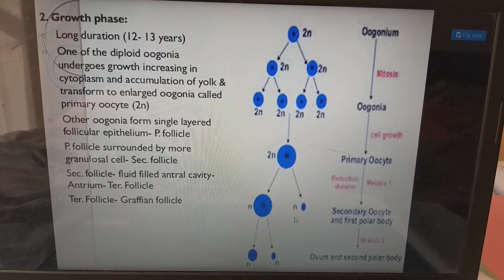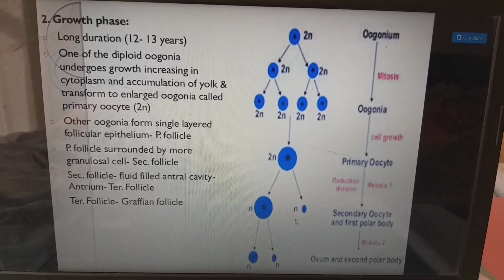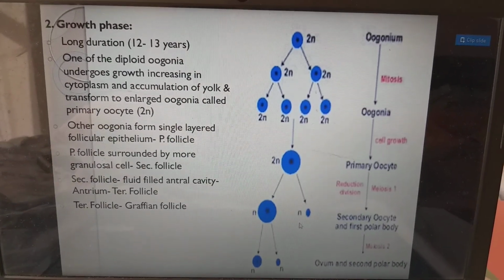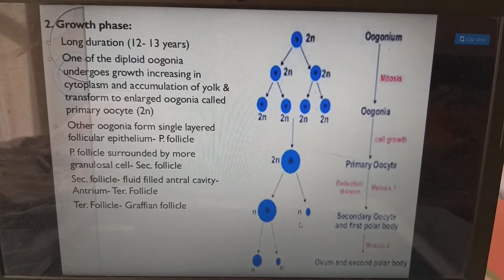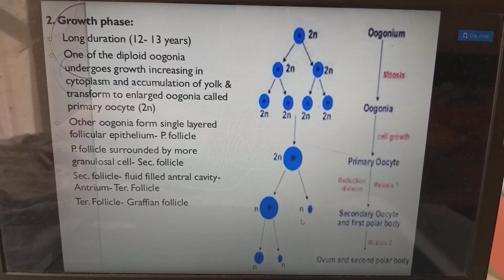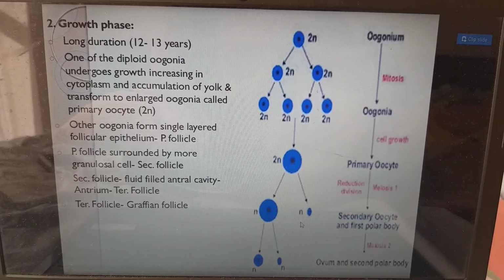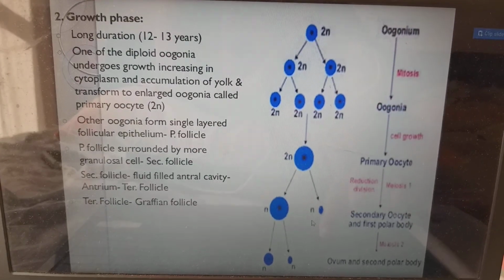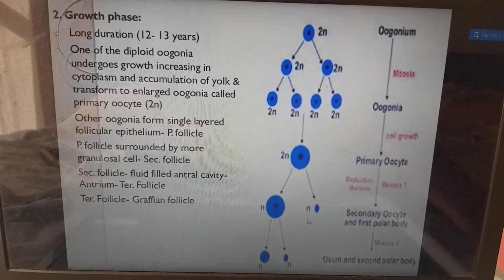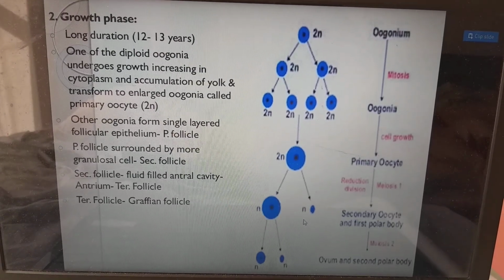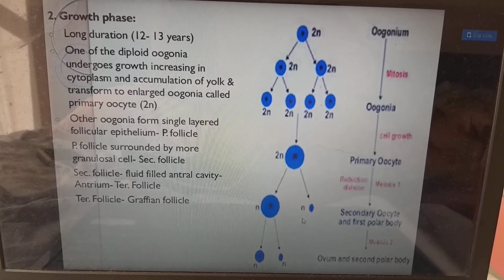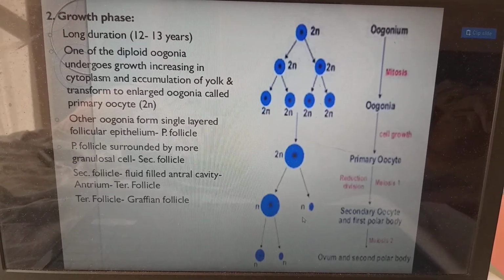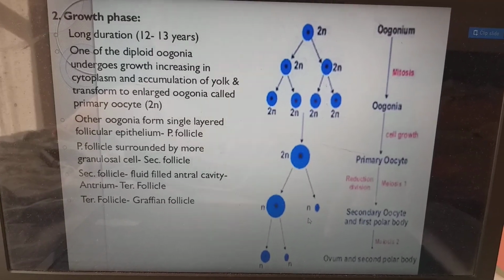Other oogonia form the single layered follicular epithelium, or the primary follicle. The primary follicle surrounded by more granulosa cells is called the secondary follicle. The secondary follicle, with a fluid filled antral cavity, the antrum, finally develops into the tertiary follicle. From the tertiary follicle, the Graafian follicle develops. Or we can remember it as primary follicle, secondary follicle, tertiary follicle, Graafian follicle.